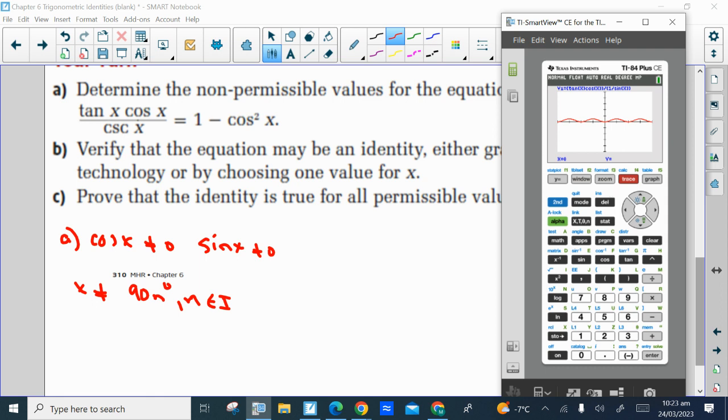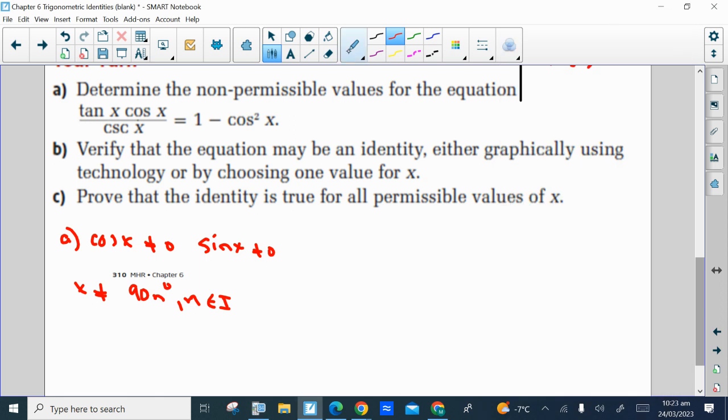Notice when you hit trace, the calculator normally defaults to the y-intercept where x is 0, and there is no y value returned. So that confirms 0 is non-permissive. Go to 90, no y value, confirms that's non-permissive. Same thing with 180, same thing with negative 90. So we're just confirming every multiple of 90 degrees is non-permissive.